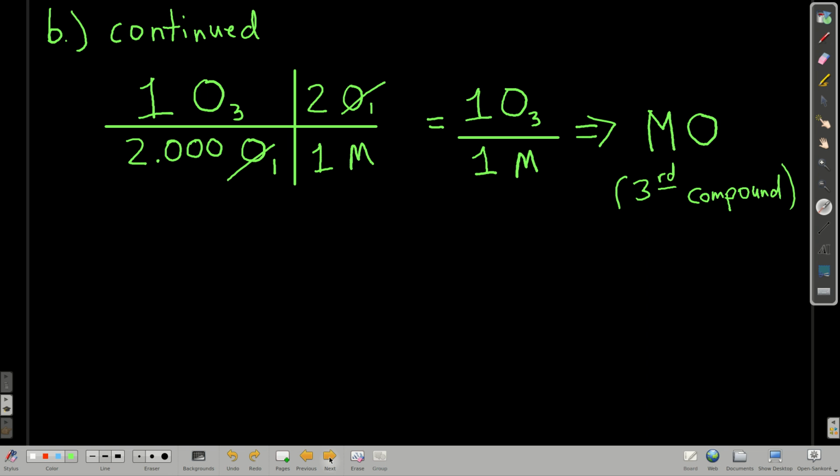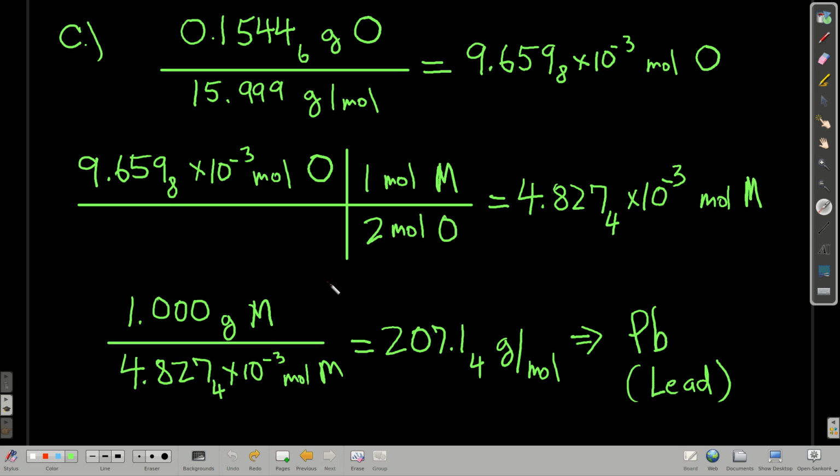Now, part C, we want to find the name of the metal, the identity. To do that, if we can find the molar mass, then we can look it up on the periodic table. So I picked the numbers from the first compound. You can pick any of the compounds and it works just as well. So I found in the first compound there are this many grams of oxygen. So I divide that by the molar mass of oxygen. That's this number right here. I read this from the periodic table, and it gave me this many moles of oxygen in the first compound.